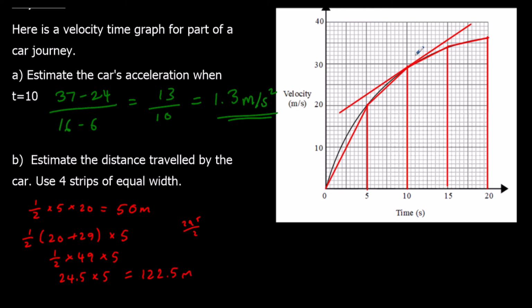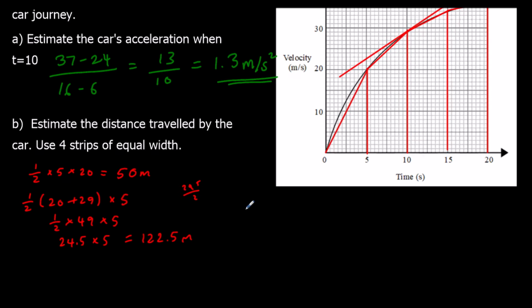The next one, we've got 29 and 34. So half of 29 plus 34 times 5. 29 and 34 makes 63. Half of 63 is 31.5. So 31.5 times 10 is 315. Half of that is 157.5.